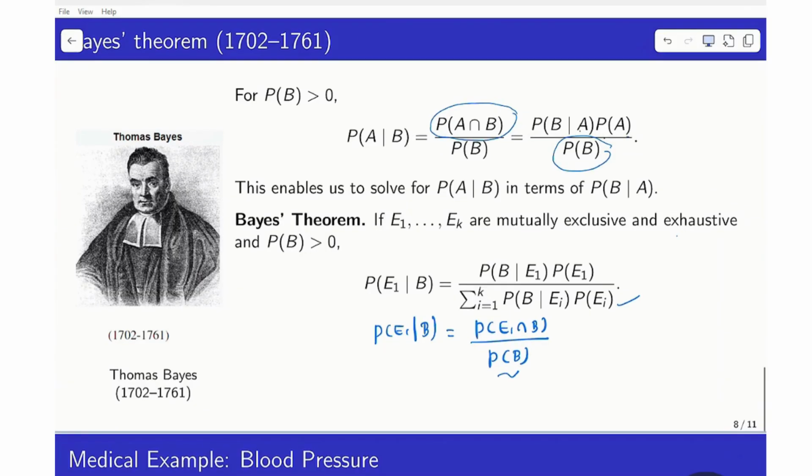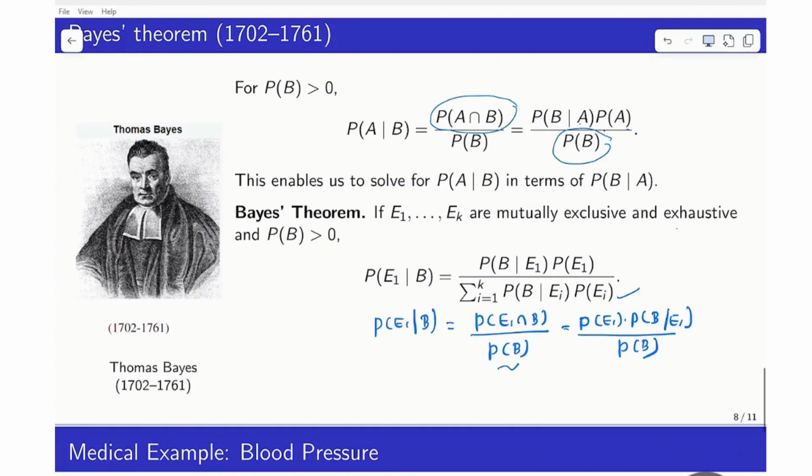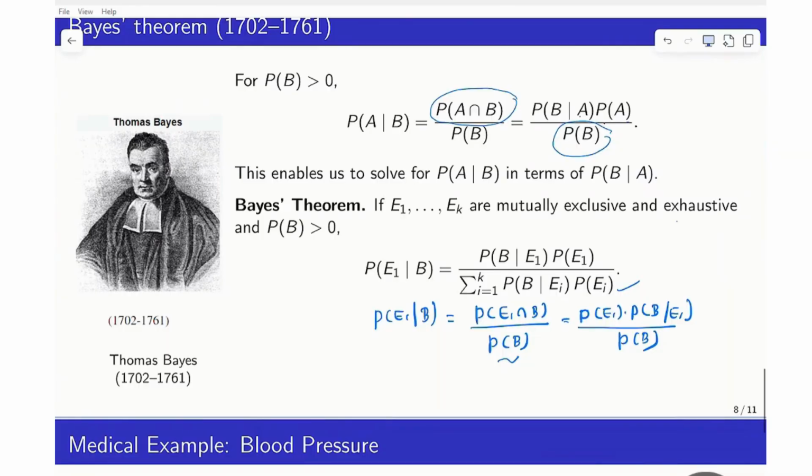We can write the top part in two ways: probability of E1 times probability of B given E1, or probability of B times probability of E1 given B. But these are similar, so we only use this way, divided by the probability of B. So this is Bayes theorem. Here the total probability of observing B, this formula will appear many times throughout this course.